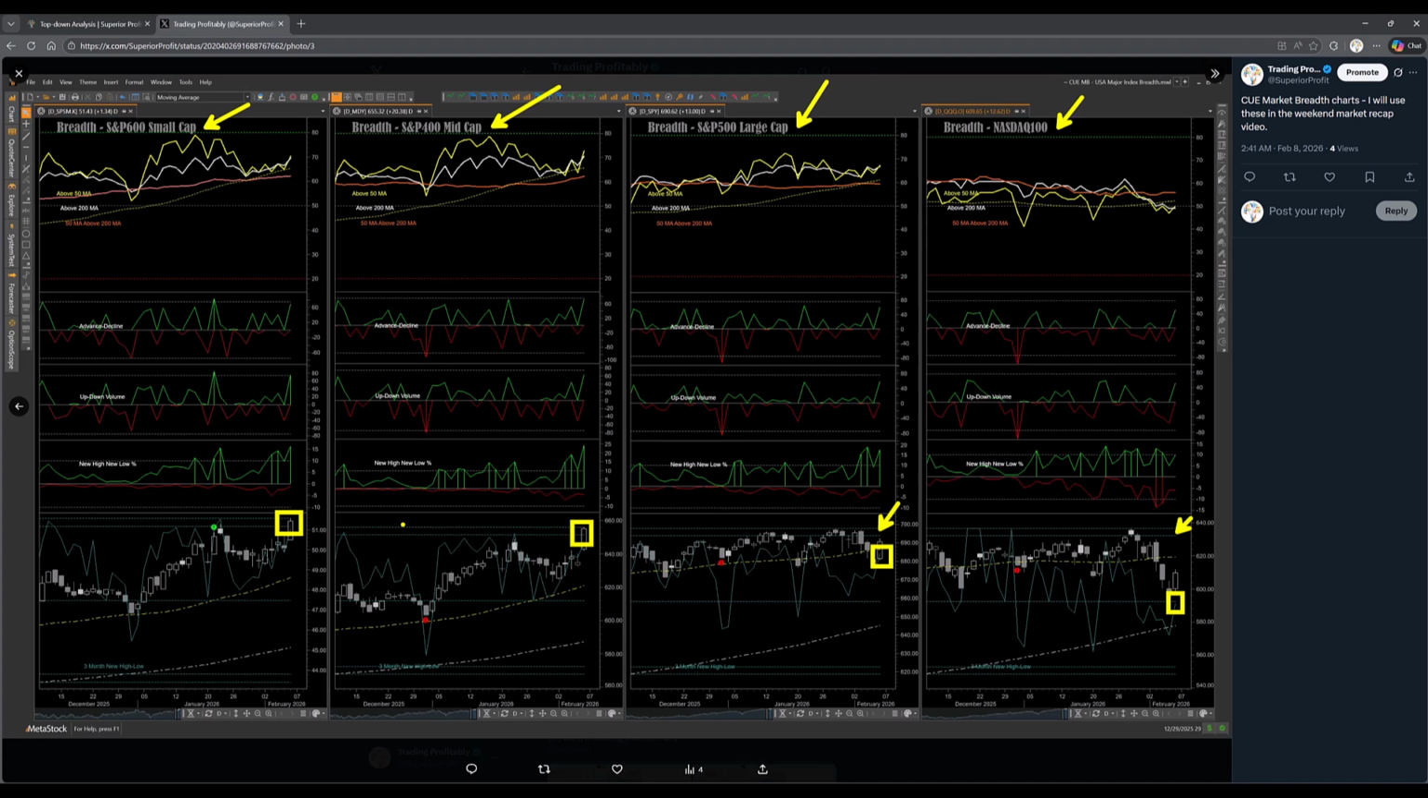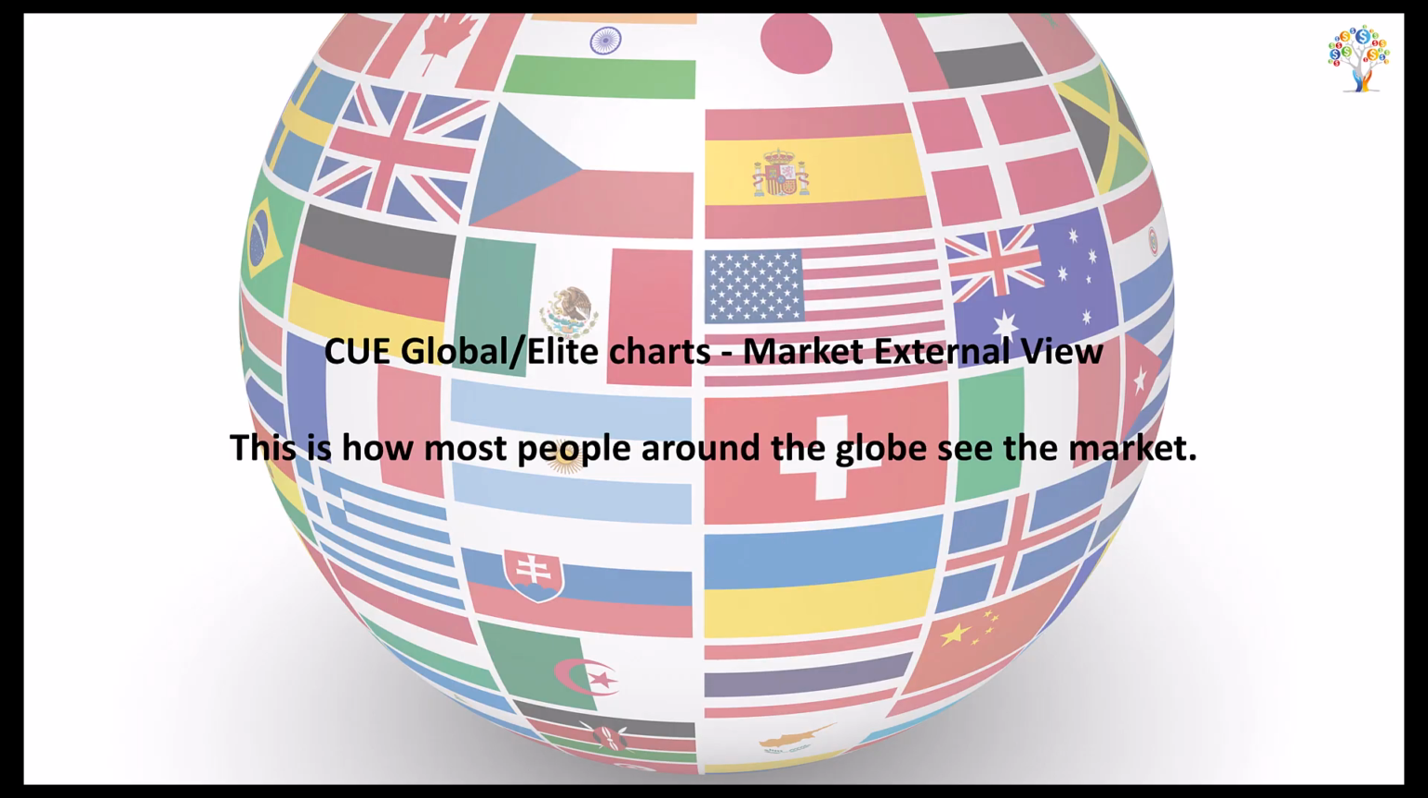At the same time, there is a possibility that mega caps will now start to go up. We saw that possibility from the mega cap custom index chart as well. Third dimension, market external view. This is how most people around the globe see the market. This analysis can be done using market ETFs, futures, or indexes. I will carry out this analysis using Q at a glance weekly and daily charts.